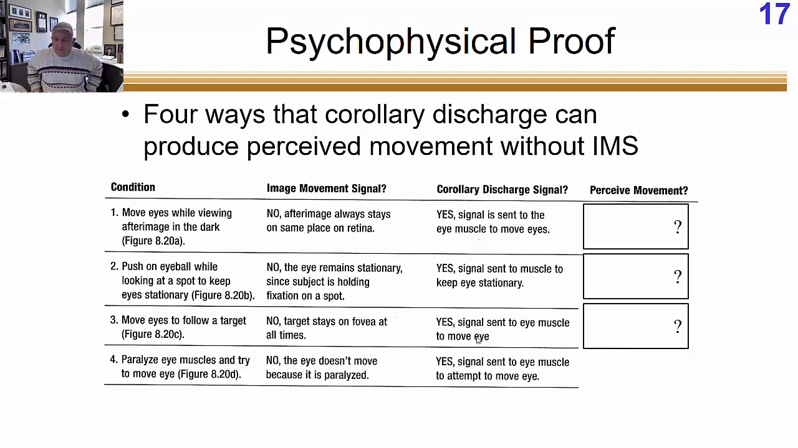All right, so here's a tricky one, right? What if we paralyze, it's been a long day, paralyze the eye muscles and try to move our eye? Are we going to get a real movement signal? No. Are we going to detect that a signal was sent to move the eye? Yes. So in that case, we're going to perceive movement.